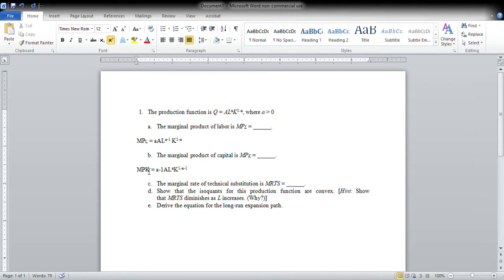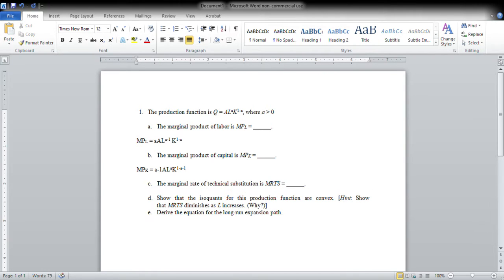So as you can see, the difference between the marginal product of labor and the marginal product of capital is really just the arrangement of the math. And we're changing 1 unit on each side. On one side, we're changing labor. On the other side, we're changing capital.